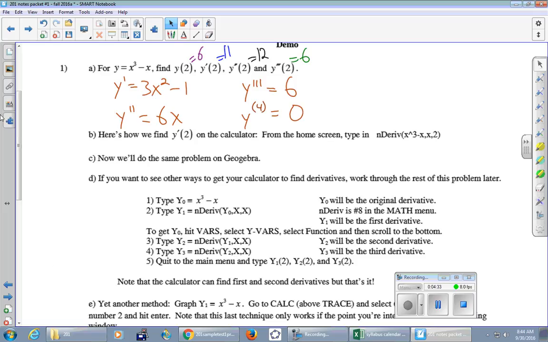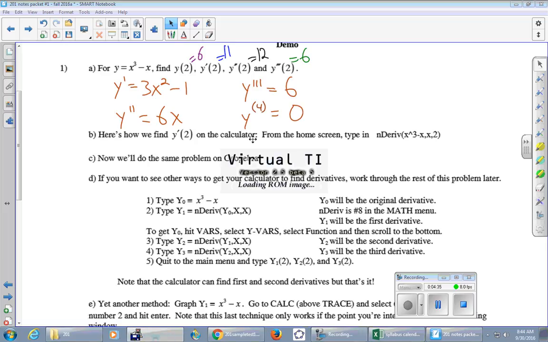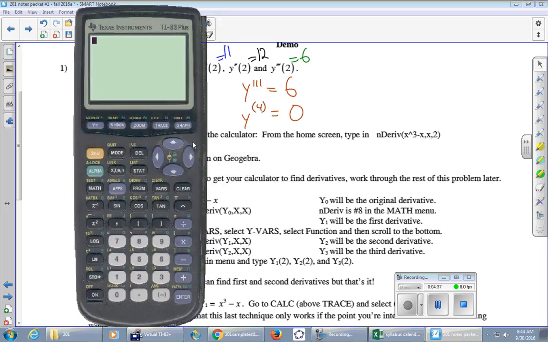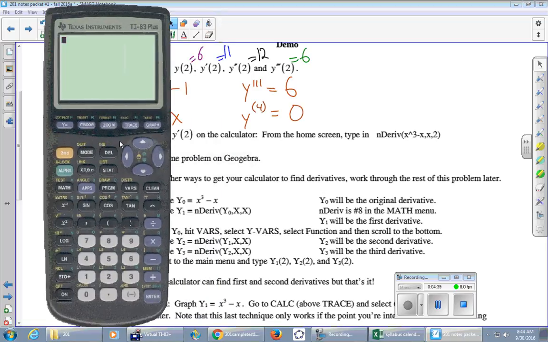Again, don't worry about necessarily following along. So on the home screen, here's the notation on the old operating system. It's inside of the math function, and it's way, way down. It's right there, number 8, nDeriv. So we hit enter there. We got to type in the function that we wanted the derivative of. That was x cubed minus x.